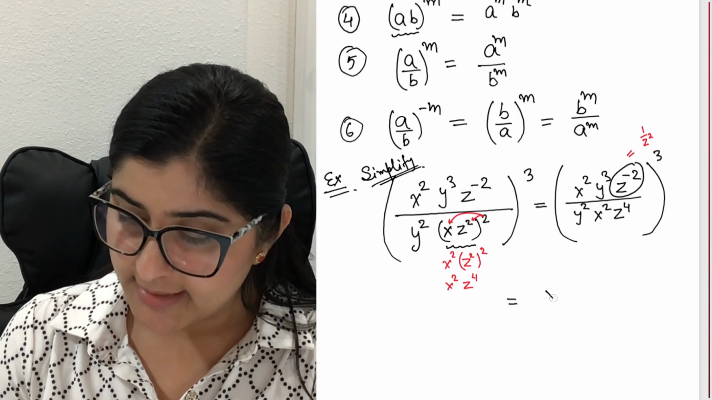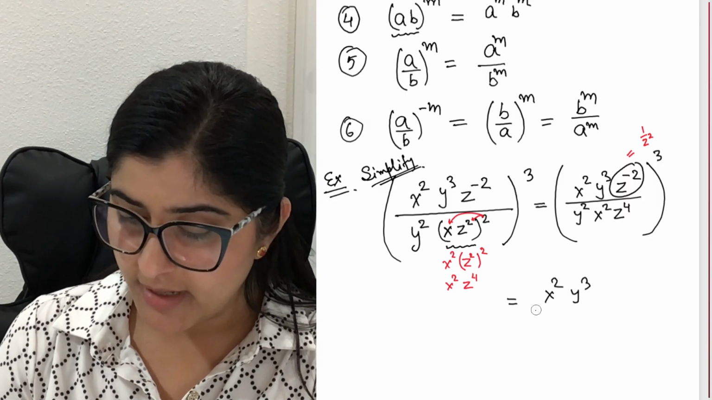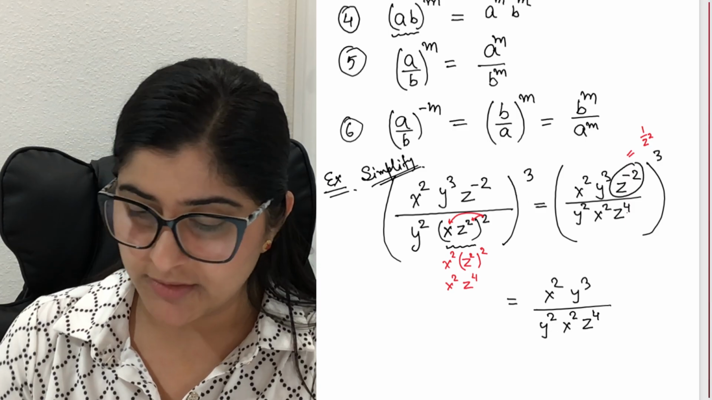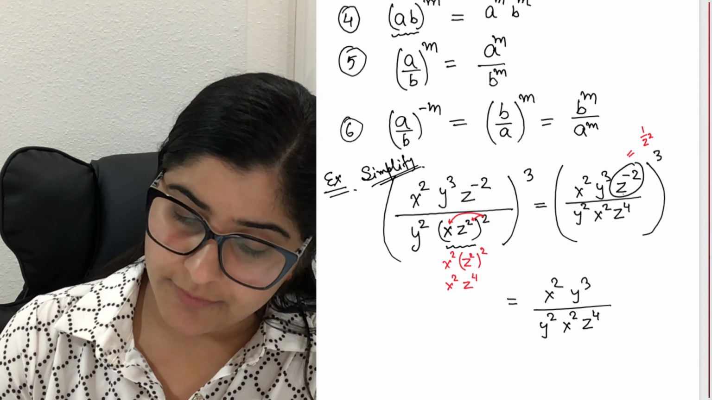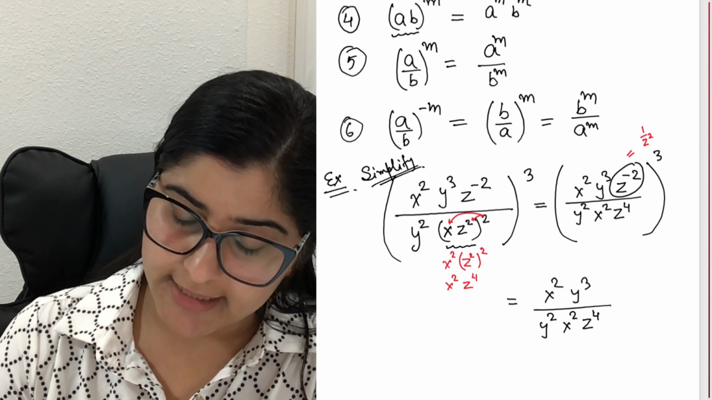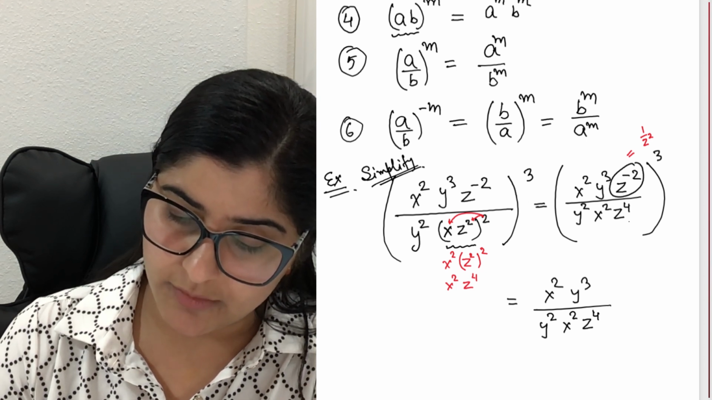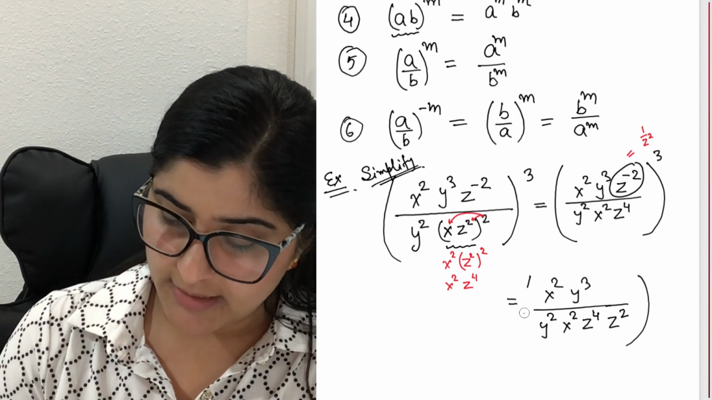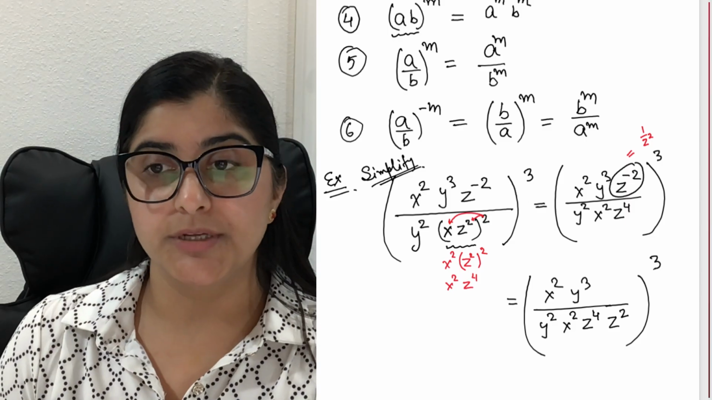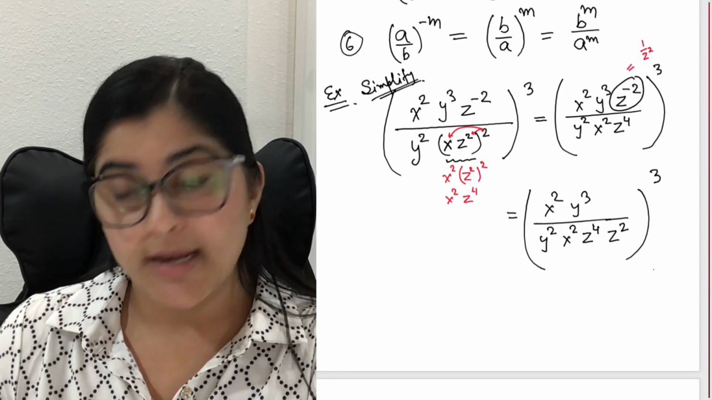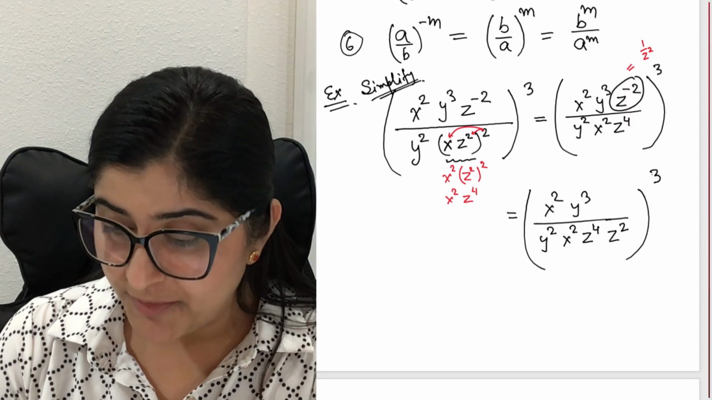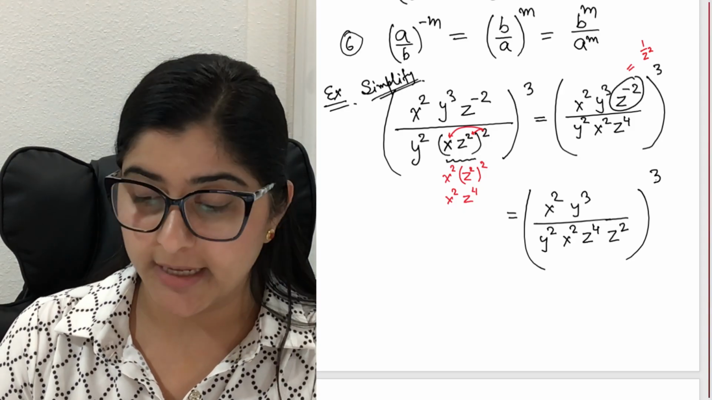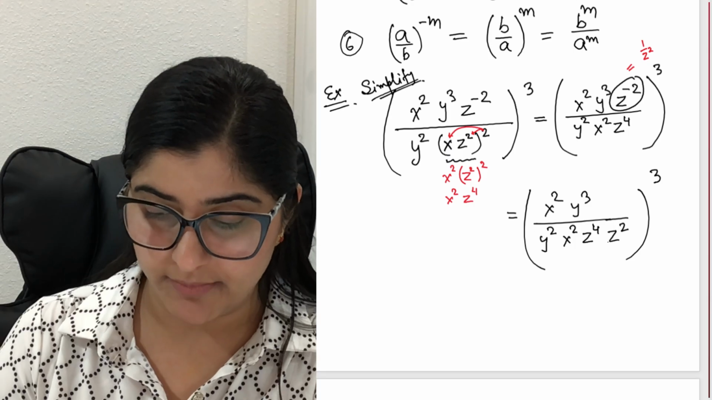So can I write this as x squared y cube, and in the denominator we have y squared x squared z to the 4th. It was already there. Now when you change this negative exponent to positive, z will go in the denominator and we have z has power 2. And now there is a bracket and there is a power 3 on the bracket. Now what to do? Before I distribute this, you can distribute the 3 power inside the bracket. It belongs to everything that is inside the bracket.